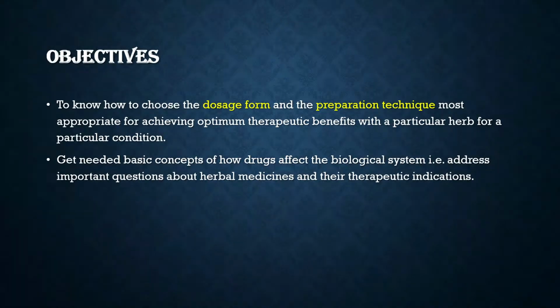Examples of dosage forms would be tablets. Herbs can be formulated into tablets. So tablets is one of the dosage forms. Number two are capsules. They are herbs that can be packed in capsules, mostly extracts. So we have tablets as one of the dosage forms, we have capsules as a dosage form, and then we have tinctures as a dosage form.